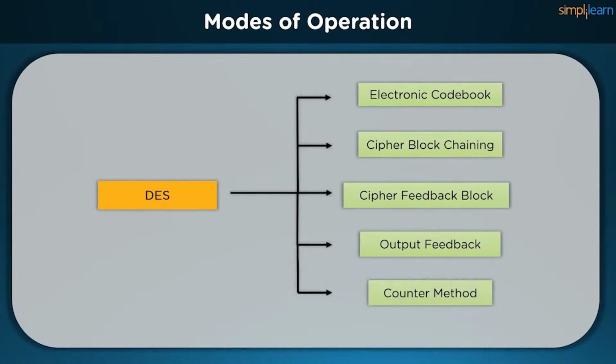The counter method has a different approach, where each plaintext block is XORed with an encrypted counter. The counter is then incremented for each subsequent block. There are a few other alternatives to these modes of operation, but the 5 mentioned above are the most widely used in the industry and recommended by cryptographers worldwide.